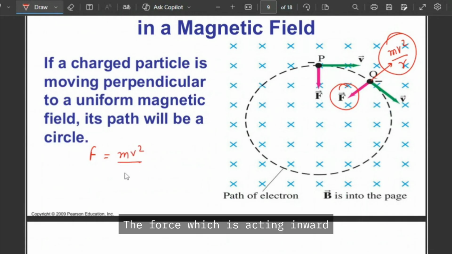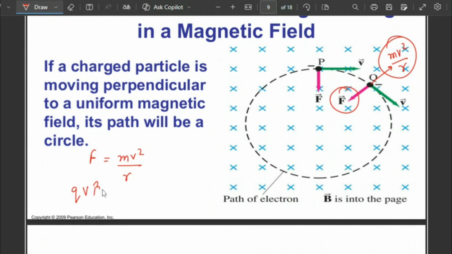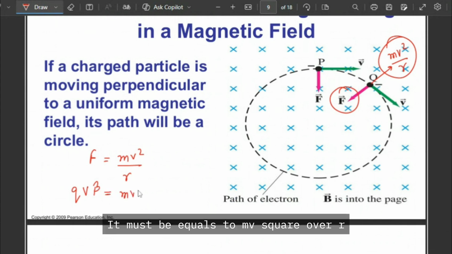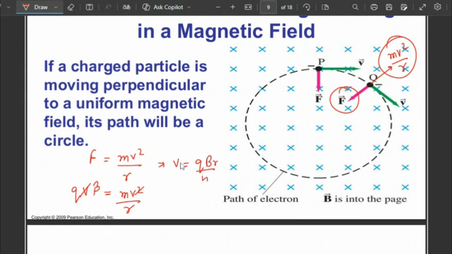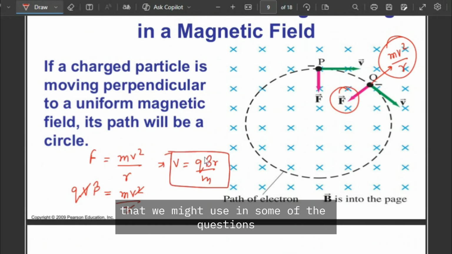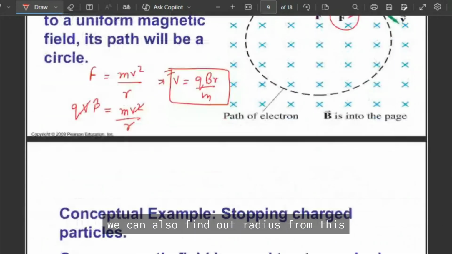The force which is acting inward must be qvB, where v is the velocity and B is the magnetic field. It must be equal to mv square over r. We can cancel out velocity and velocity, and if we have to find velocity, we can find it as qBr over m. So this is the relation for velocity that we might use in some of the questions. Apart from this, we can also find out the radius from this.